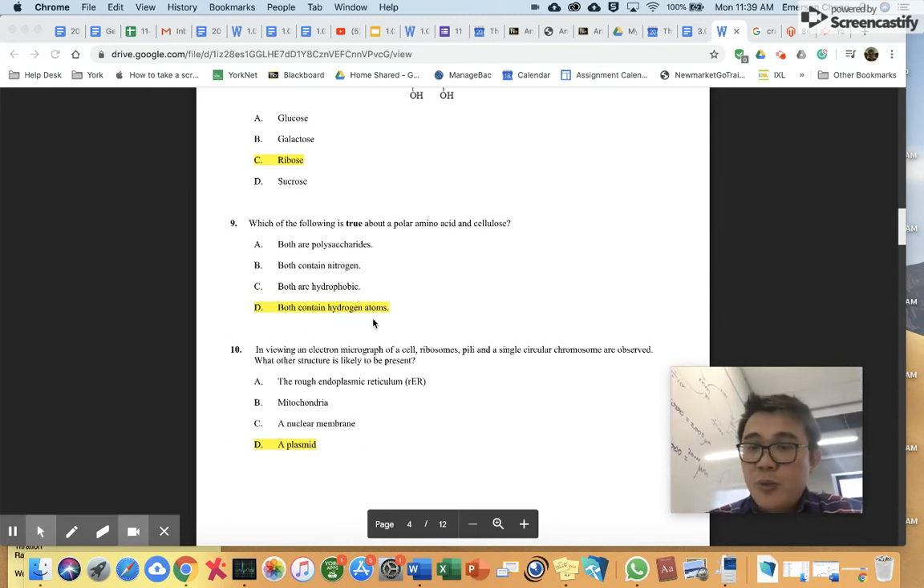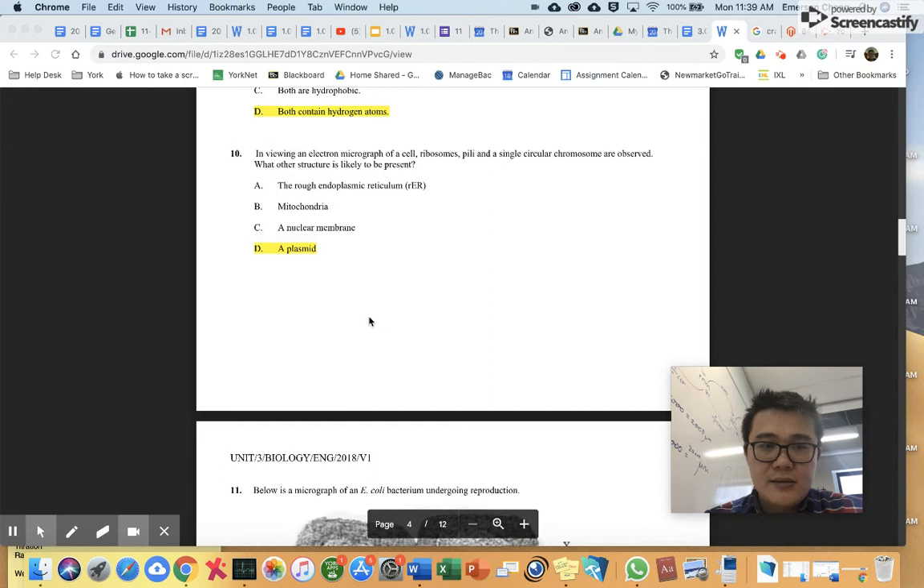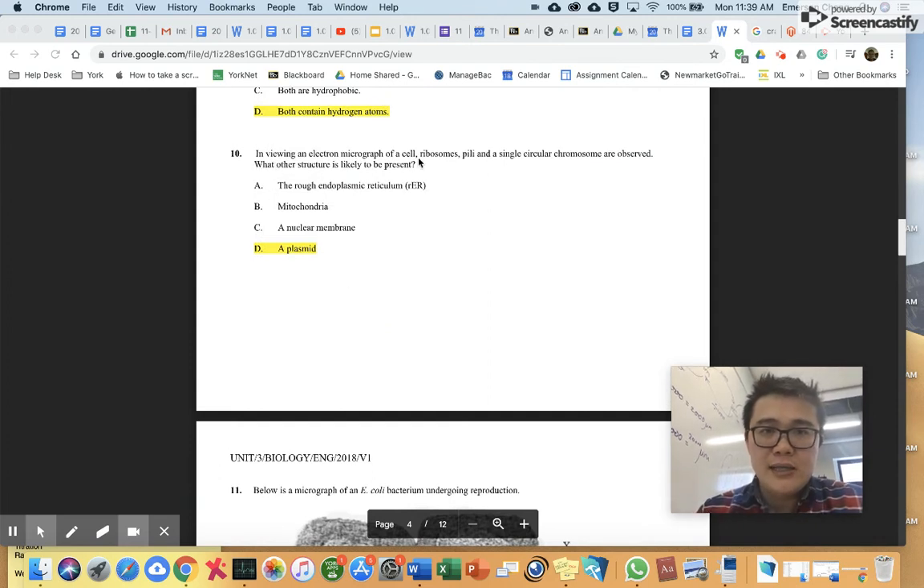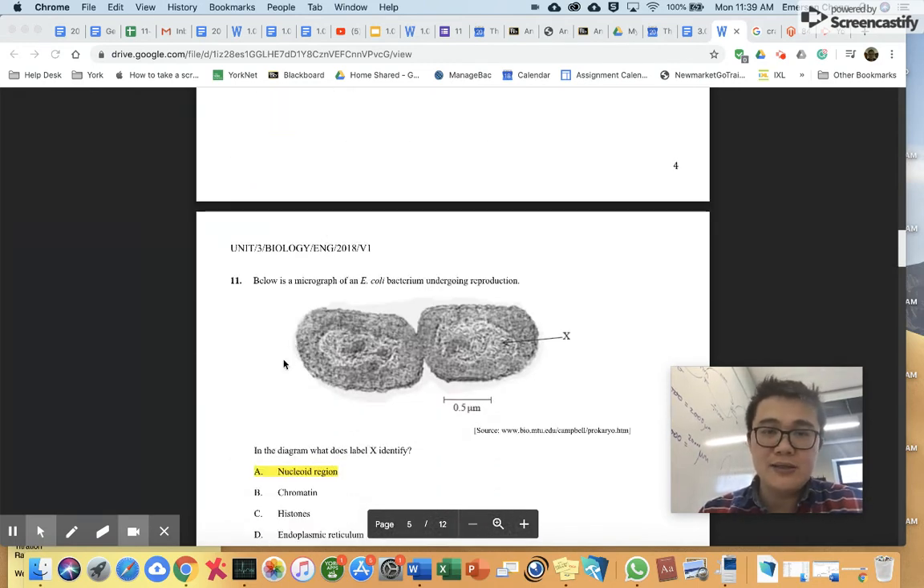They both contain hydrogen bonds, so that's the answer. In an electron micrograph of a cell, you see ribosomes, pili, and a single circular chromosome. Based on this, a pili and a single circular chromosome, you should know that this is most likely a prokaryote. A prokaryote won't have RER, it won't have mitochondria, it won't have a nuclear membrane. So the only thing left is really a plasmid, which happens to be down here. This would be a prokaryote, an E. coli bacteria.